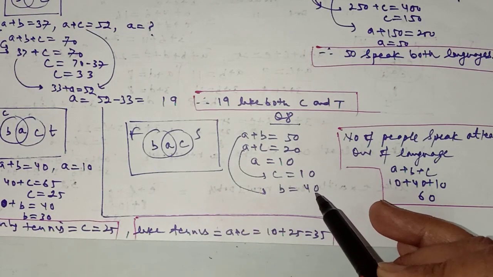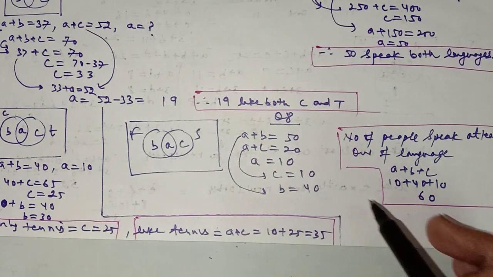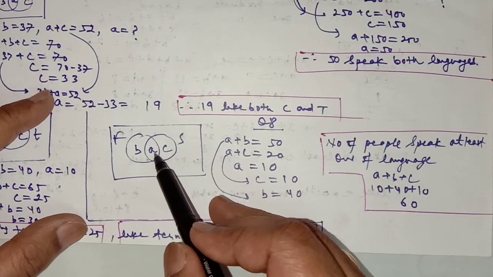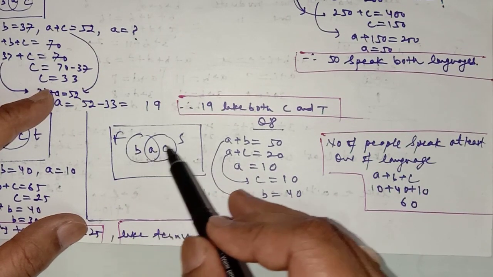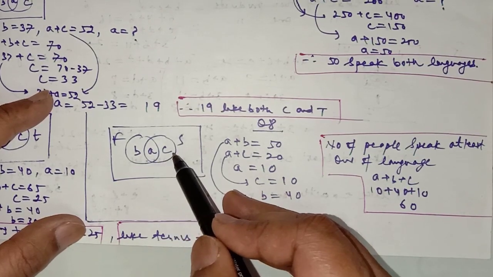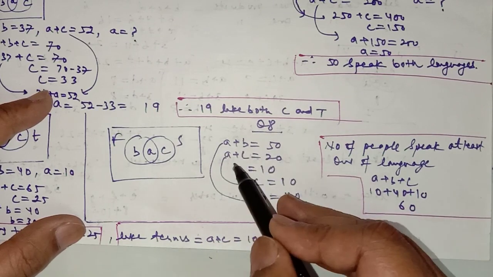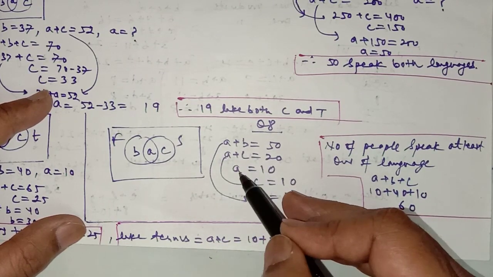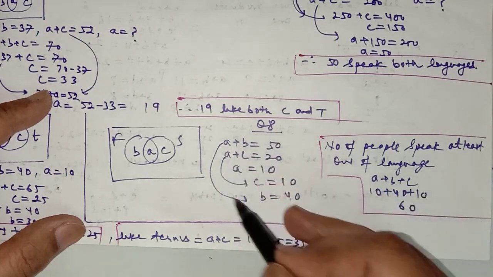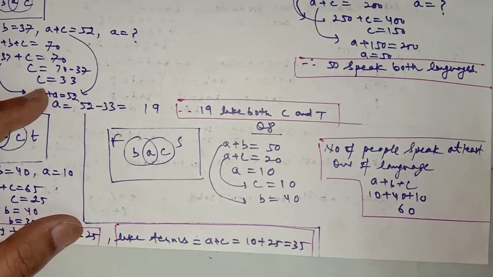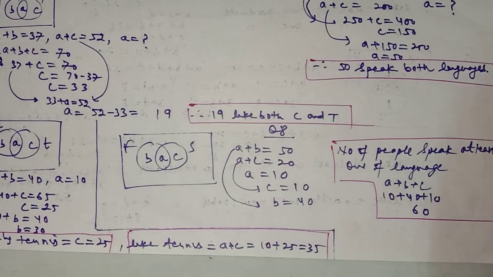It is being asked how many like at least one of the languages. That means the number of persons who speak either French, or Spanish, or both. That is A plus B plus C you have to find. So A plus B is 50, A plus C is 20, A is given, put the value of A here, you will get C, put the value of A, 10, here, you will get B. Number of persons who speak at least one of the languages is A plus B plus C. Replace with values, and you will get how many people like at least one of the two languages.